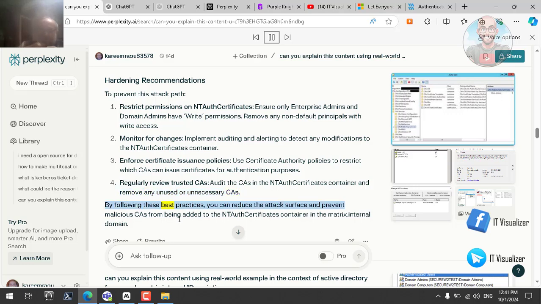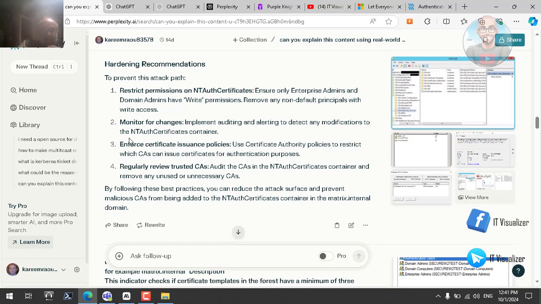By following these best practices, you can reduce the attack surface and prevent malicious CAs from being added to the NTAuthCertificates container in the matrix.internal domain. So, a very, very good answer and a detailed one.